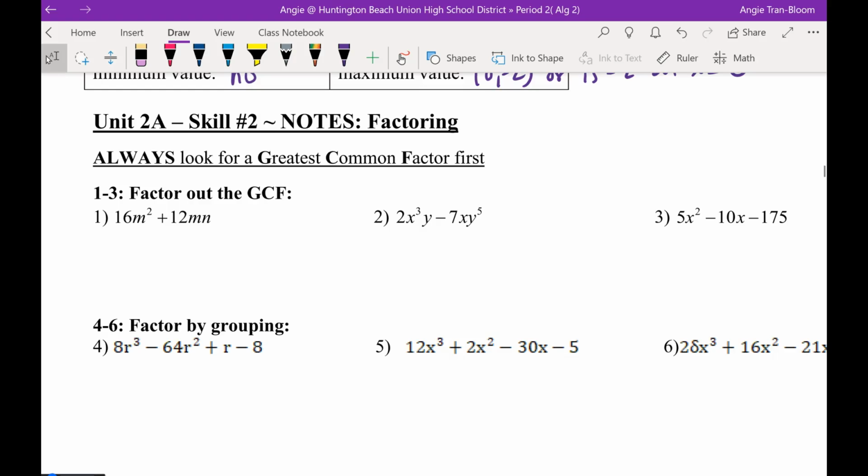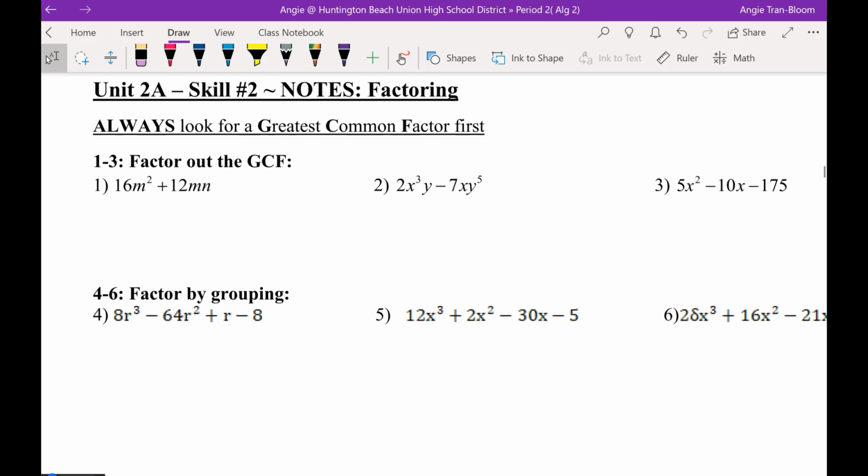So notes on factoring. The first three, it says factor out the GCF. Great, you can do that. Go ahead. I'll give 3 minutes for you to do that, and then we'll come back and just check the answers. Just the first three, okay? 1, 2, and 3. That's all I want you to do for 3 minutes.